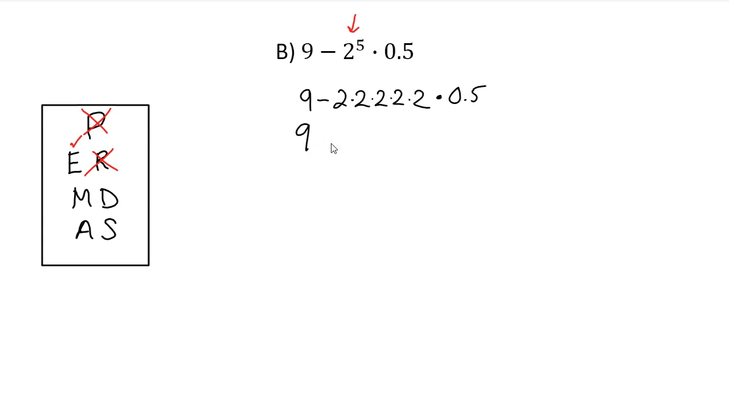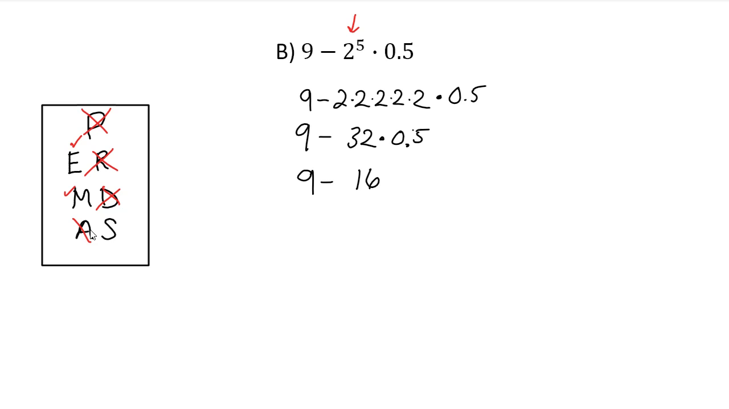So 9 minus 2 times 2 is 4, times 2, 8, times 2, 16, times 2, 32, times 0.5. So I still have one more multiplication, so I need to go ahead and take care of this one too. So 9 minus 32 times 0.5 is going to be equal to 16. So I took care of the multiplication that I had. There was no division.